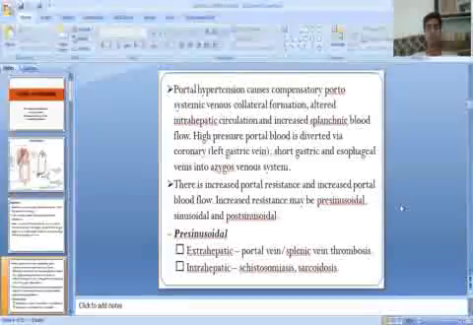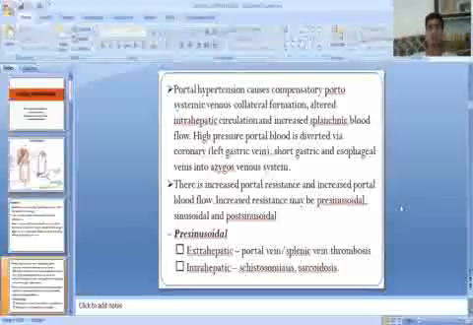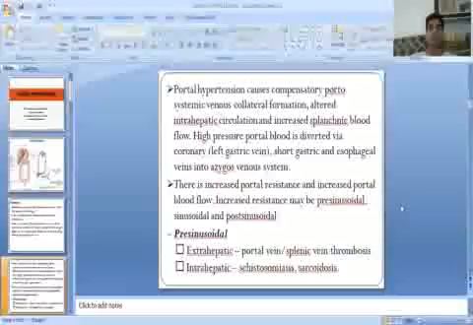Portal hypertension causes portosystemic venous collateral formation, altered intrahepatic circulation, and increased splenic blood flow. High pressure portal blood is diverted via coronary, short gastric, and esophageal veins into azygous veins. There is increased portal resistance and increased portal blood flow.